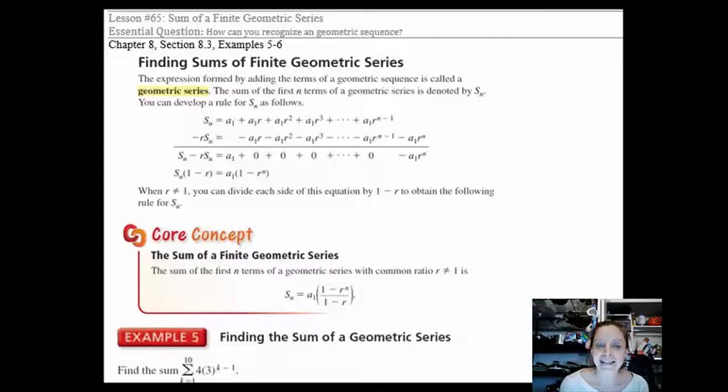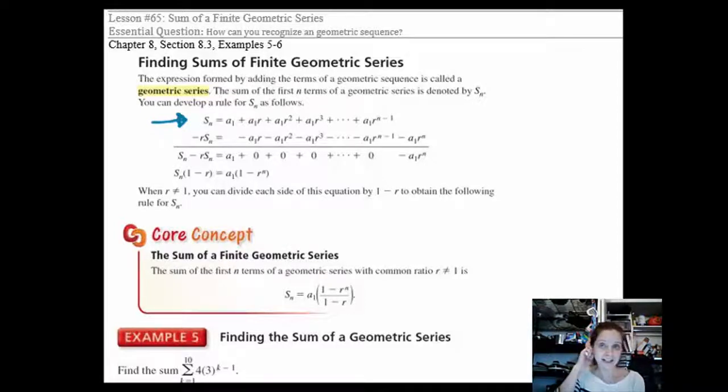The expression formed by adding the terms of a geometric sequence is called a geometric series. The sum of the first n terms of a geometric series is denoted by S sub n. You can develop a rule for S sub n as follows. The first equation has that S sub n is equal to the first term plus the first term times r plus the first term times r squared plus the first term times r cubed, and so on until you get to the first term times r to the n minus 1.